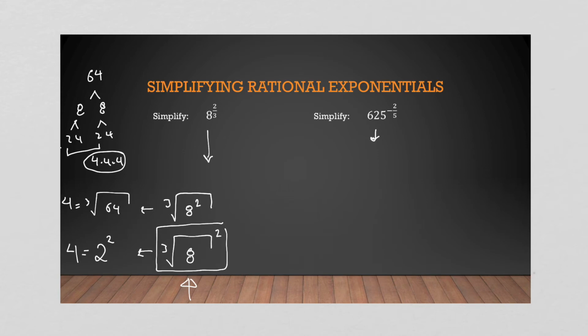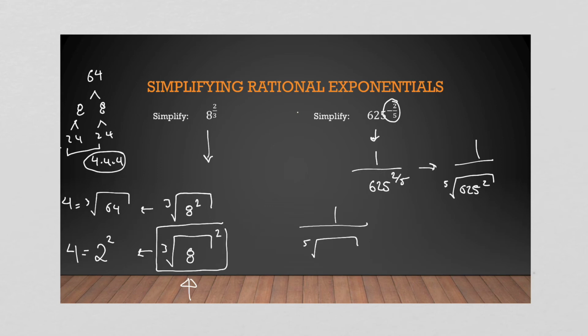Here we have 625 to the negative 2/5, which means from our other exponent video, we have 1 over 625 to the positive 2/5, which means we have 1 over the 5th root of 625 squared. Now you can imagine you probably don't want to do 625 squared, because 625 times 625 is 390,625. So let's look at it this way instead and see if we have the potential to simplify that.